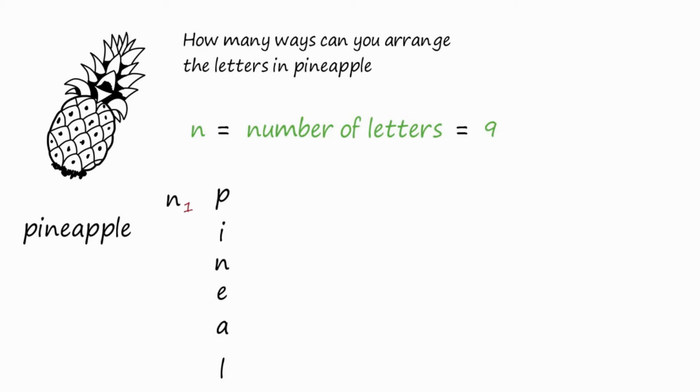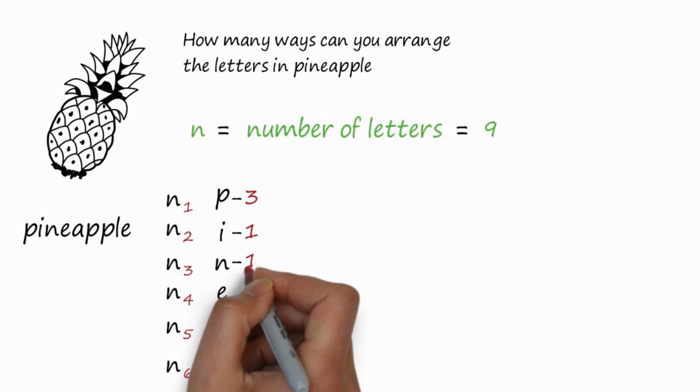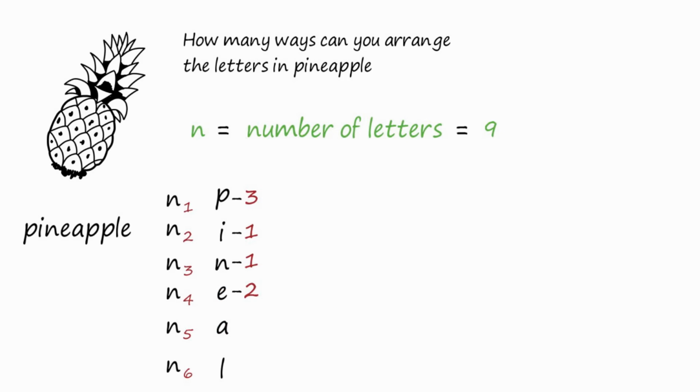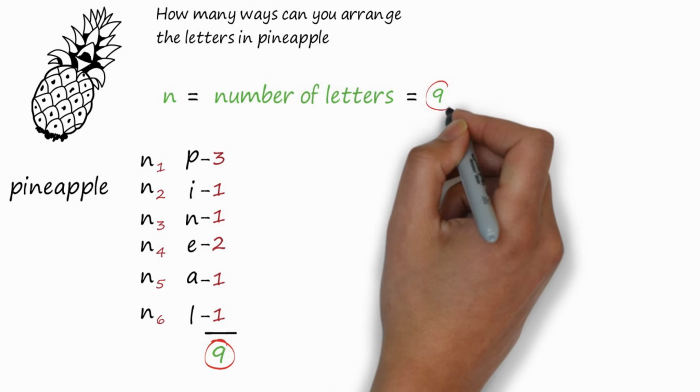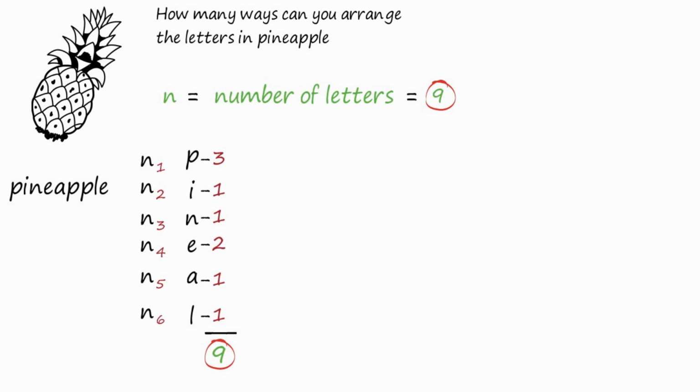How many of each type now? Well, this would be our n sub 1 through n sub 6 in our formula. So we count up the number of each type of letter. We have 3 P's, for example. And we have 1 I, we have 1 N, we have 2 E's, we have 1 A, and 1 L. And if we add up all of those types, this is a way to double check that we haven't missed any. We have 9, and that's the same as the number of letters in our total word, so we haven't missed any. So you always want to double check your work.